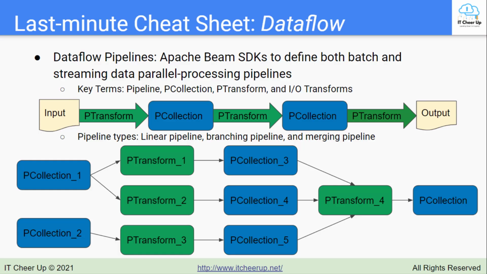I put the abstract diagrams here for you to remember the key terms in the pipeline: PCollection, PTransform, and I/O transforms that we just went through in the exam template. When you design a pipeline, you can choose from a linear pipeline, branching pipeline, or merging pipeline, or a composition pipeline with all three types like we saw in the exam.